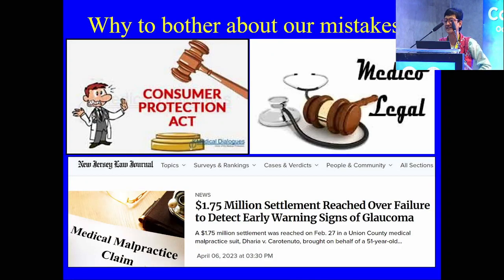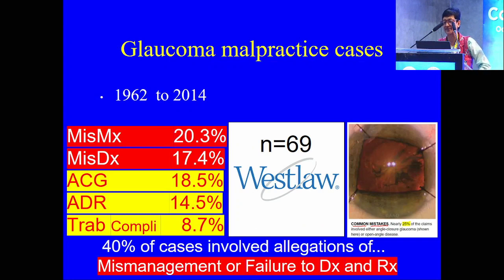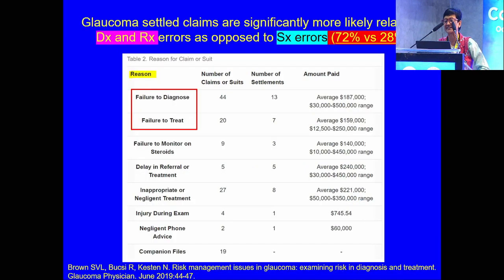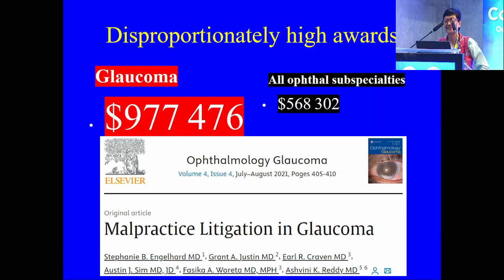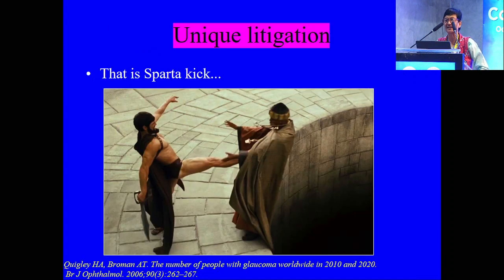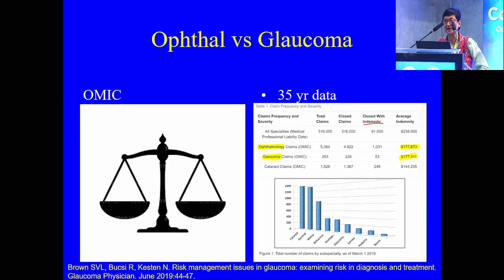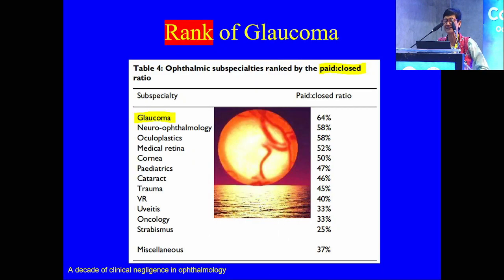Because it has got medico-legal implications. If we look at this data from Westlaw, about 40% of the cases involved allegations of mismanagement or failure in diagnosing and treating glaucoma cases, which are more than the surgical errors. Disproportionately high awards are being granted for glaucoma malpractice, which is keeping us in a peculiar situation, unique litigation. When you compare ophthalmology and glaucoma also, it's almost equal, keeping glaucoma in second rank.